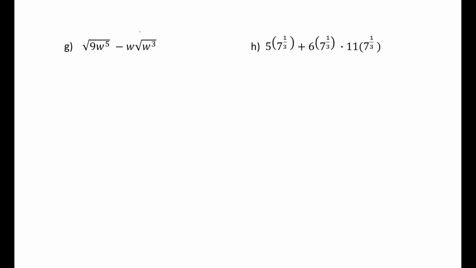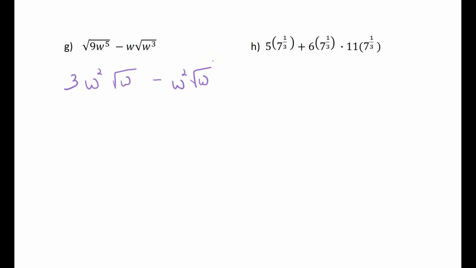Okay, so square root of 9 is 3. Square root of w to the 5th is w squared, and we're left over with a w. For the second one, I have a w cubed, so you can take out 2, so I can get 1 out. So then I'm going to have a w times a w squared, square root of w.